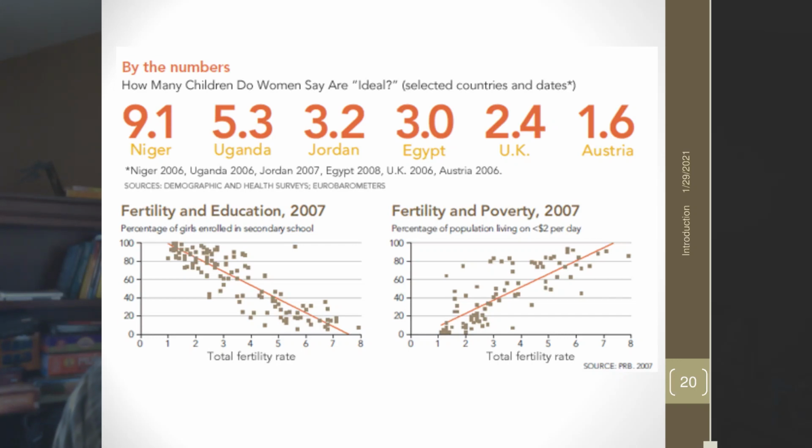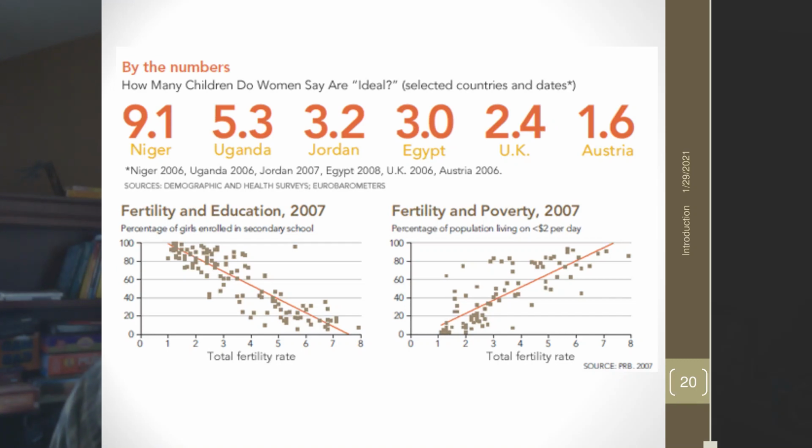Obviously, we also can plot the relationship between fertility and poverty. If we look at the percentage of population living on less than $2 American per day, yes, $2 American per day, the greater the percentage of the population that is living on less than $2 per day, the more children they are having. The smaller the proportion of the population living on less than $2 per day, the fewer children they are having.